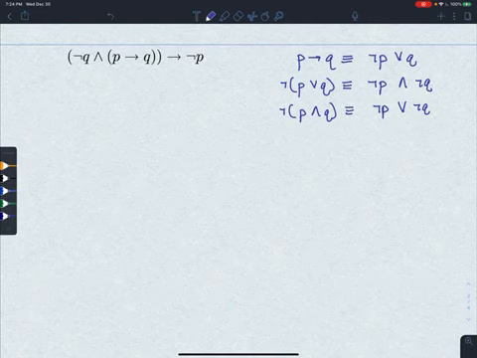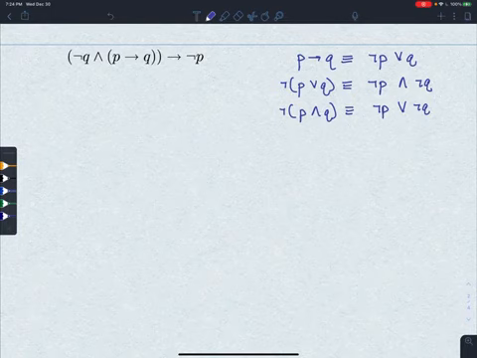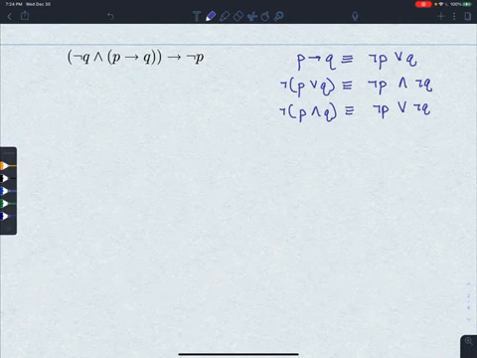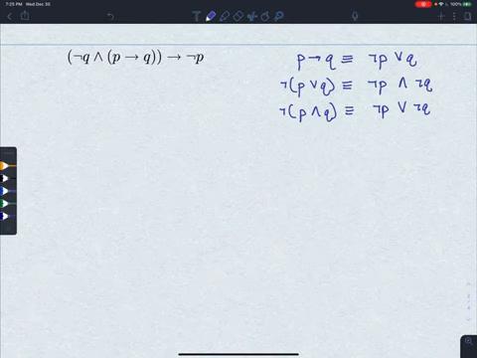With logical equivalences, we basically have to keep using known equivalences to get it down to: is this true no matter what? Is this false no matter what? Or can we just not get there? The most popular equivalences to use are these three over here. The first one is the one for the conditional, and the other two are basically De Morgan's laws. Breaking down a logical equivalency basically boils down to breaking everything down to ands and ors. That's the only way we really get anywhere.